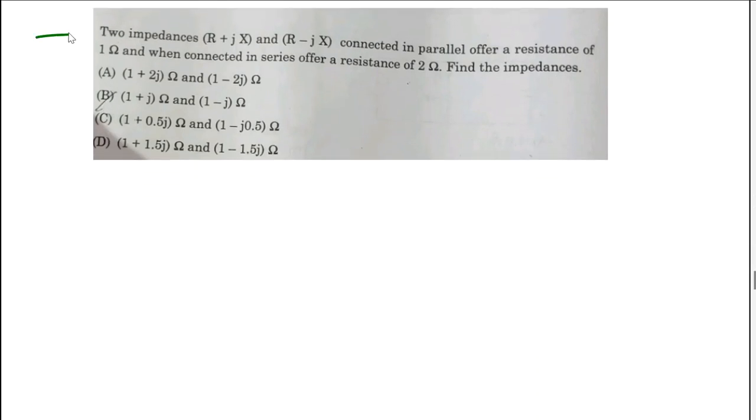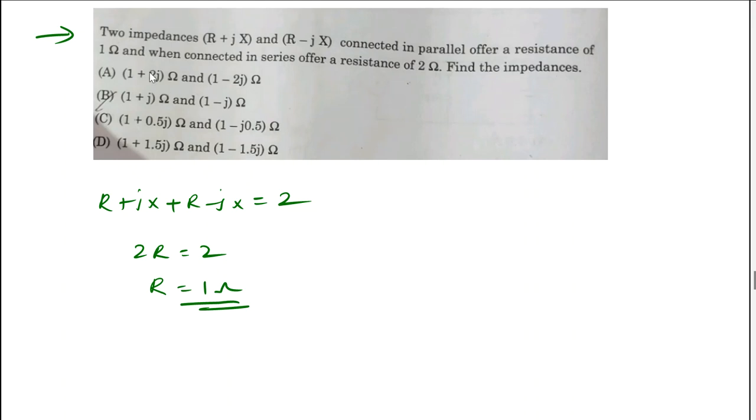Two impedances R plus jX and R minus jX are connected in parallel to offer a resistance of 1 ohm. When connected in series, they offer a resistance of 2 ohms. Find the impedances. First of all, when these two are in series, simple easy calculation: R plus jX plus R minus jX is equal to 2 ohms, right? Now simplify this: 2R is equal to 2, R is equal to 1 ohm. So among the options, all resistance values are 1 ohm. Now find the value of reactance.